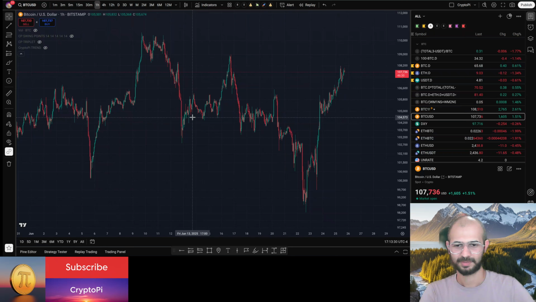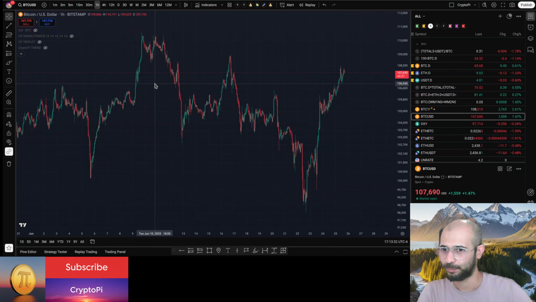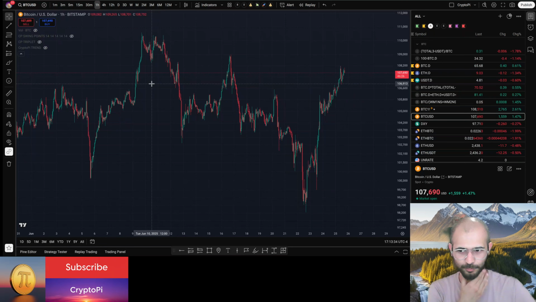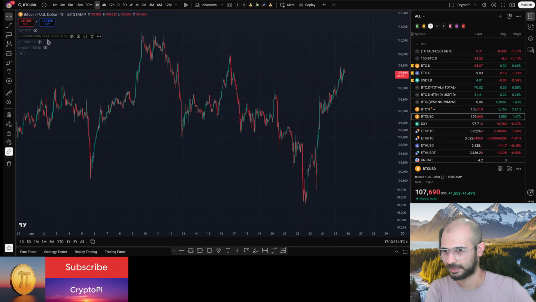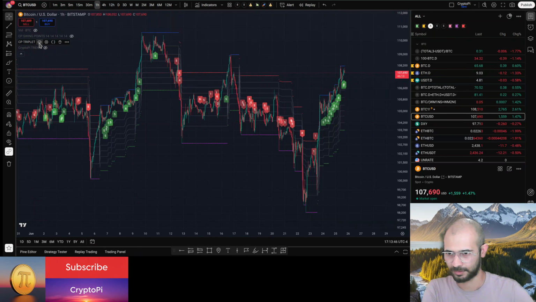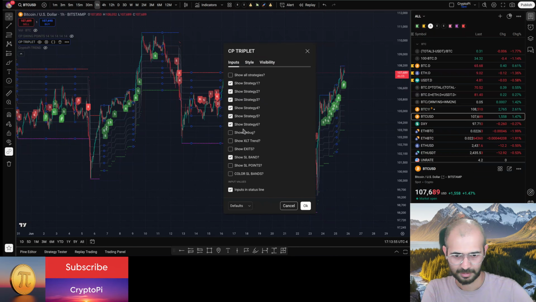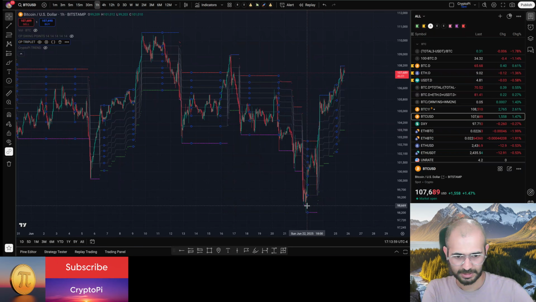Here, the BTC in USD pair. Now what I have here are the 3 indicators which I have been discussing in the last couple of videos, and the first one I will switch on is the CryptoPi triplet, the custom indicator. And here, let's switch them off for a minute.